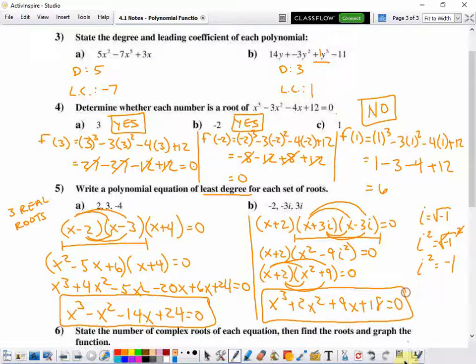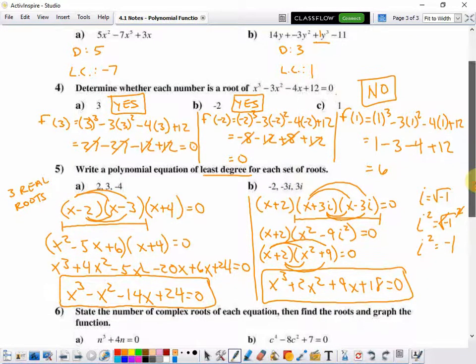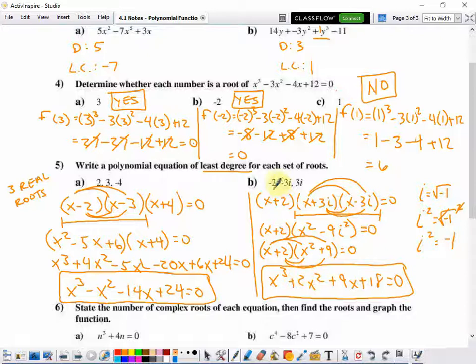So this equation right here has one place where it crosses the x-axis, and that's at x equals negative 2. The imaginary roots are negative 3i and 3i. But you notice the degree is 3, so it has to have 3 roots. One of them is real, 2 are imaginary. Back in A, the degree is 3. It has 3 roots that happen all to be real.